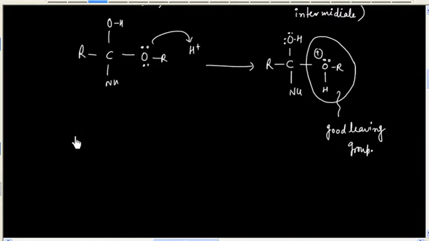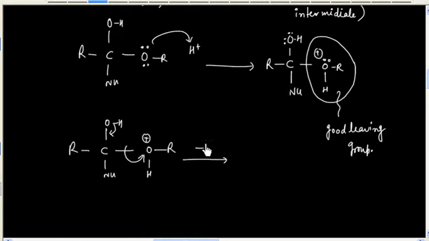So in the next step, we can lose this group. This oxygen has positive charge, so this bond will break this side and we can lose H plus, and finally we will have this product. So this is reaction of ester in acidic medium.